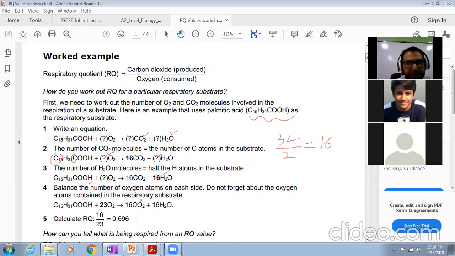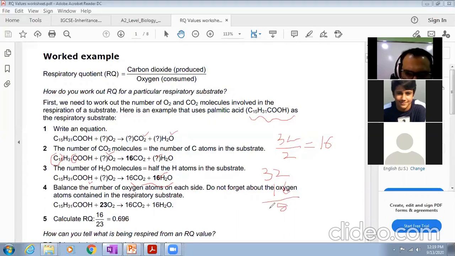Now you have to balance the number of oxygen on each side. This side is completed already, right? So count the number of oxygen on that side, and then we have to balance. Let's see the number of oxygen here. We have 16 multiplied by 2, so total 32, right? So 32 plus 16 multiplied by 1 oxygen. So 32 plus 16, how much do I have?